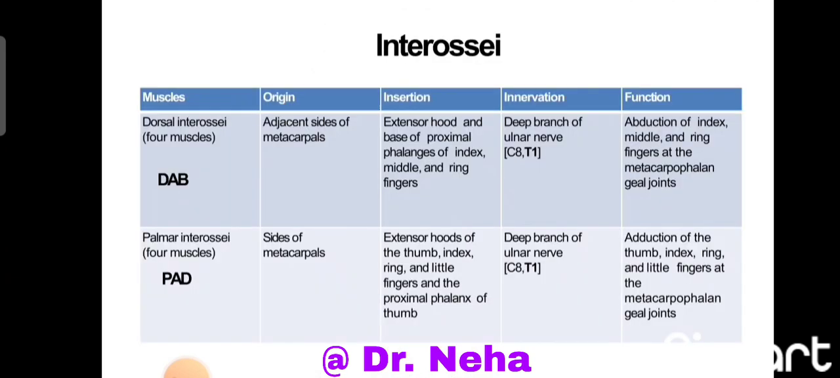The innervation of these muscles is via the deep branch of the ulnar nerve, and the action is different. The dorsal interossei, their action is abduction. This can be memorized with the help of this mnemonic, that is DAB, DAB. Dorsal interossei, AB means abduction. And the palmar interossei, they are doing the adduction of the fingers, and this can be remembered by this mnemonic, that is PAD. P for palmar interossei, AD means adduction.